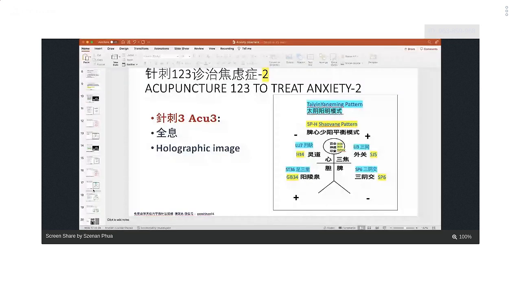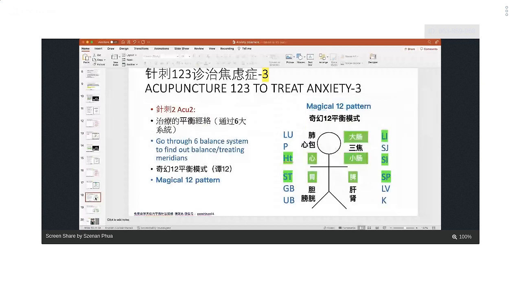Now, I'm going to show you the third strategy. We have 3 strategies today. Let's keep going. This is the third strategy.